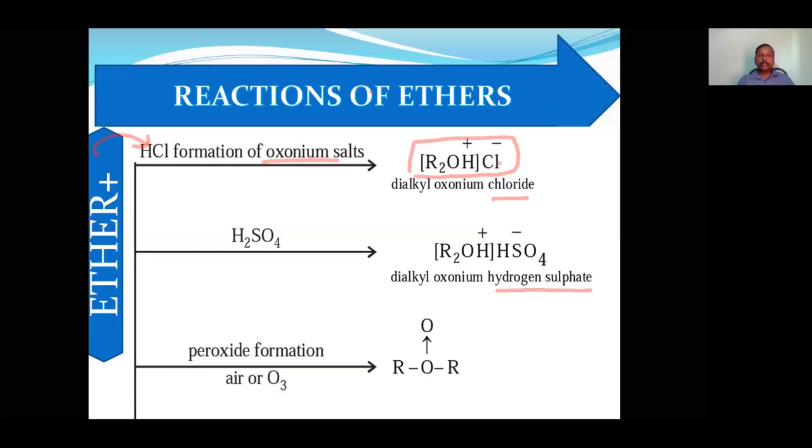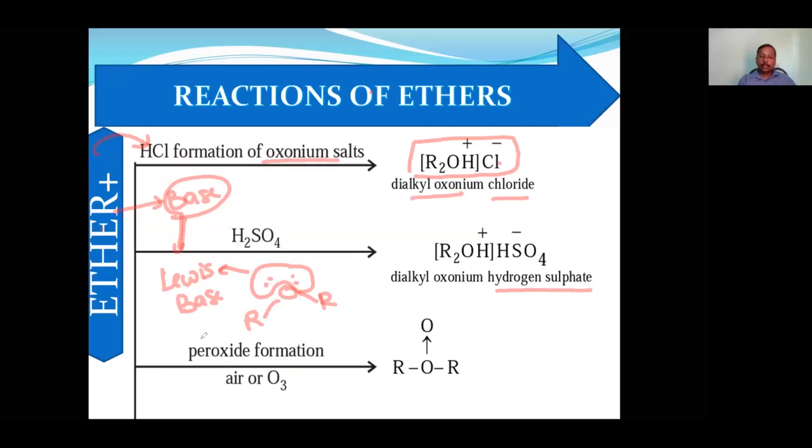So simply, ethers are bases. Why are they bases? Which type of bases are they? Ethers are Lewis bases, because in the structure itself, I told you there will be two lone pairs. Because of these lone pairs, they are Lewis bases. Base plus acid will form salt.